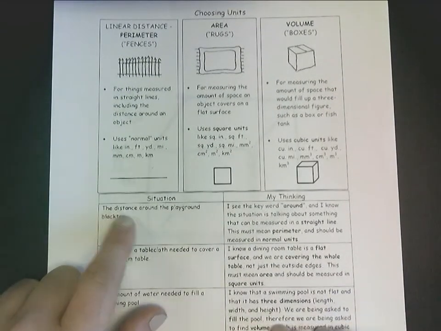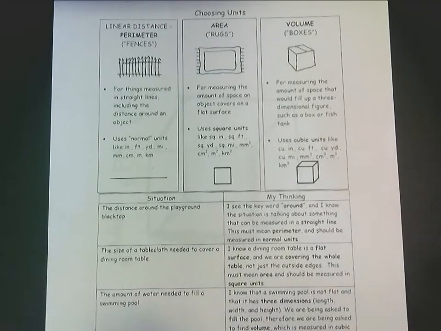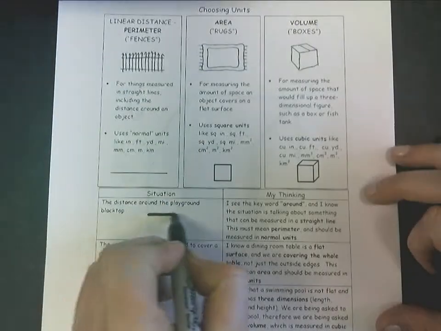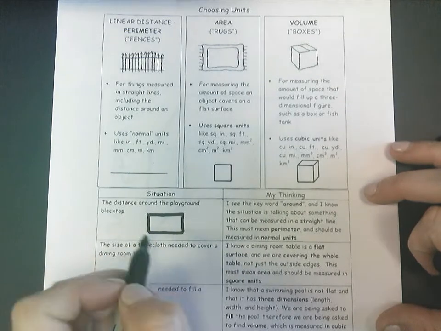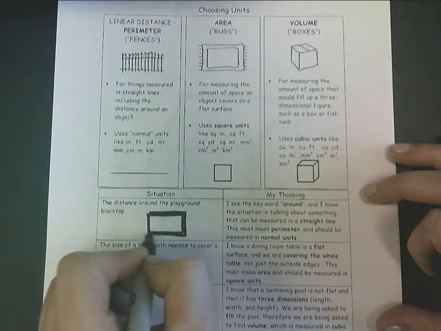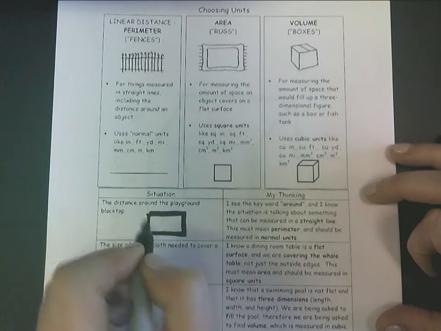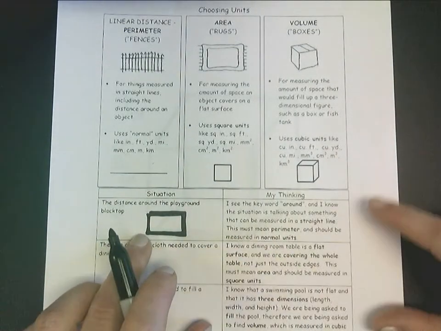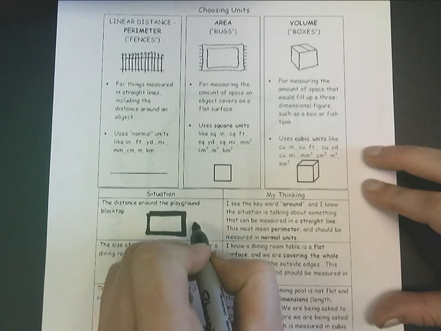Now, underneath, we have some situations. The distance around the playground blacktop. Well, if you're thinking about your playground blacktop, it looks like this, and you want to measure around. Let's say you were misbehaving and you had to run laps. You had to run around the blacktop. That is measured in a straight line, so that is perimeter, and you would measure it in regular units. I might say feet.